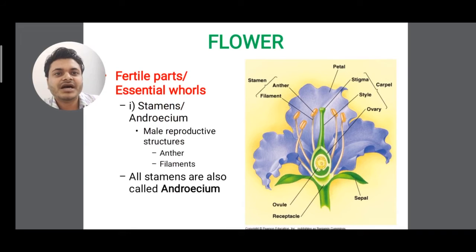Now the fertile parts of the flower, as I've said, the essential whorls, the reproductive part, one is stamen. Clear? That is the male part. So stamen, another name is androecium. The male part comprises anther and filament. So all stamens together are called androecium. You can see very nicely these slides are made. These are all handmade slides, and all handmade notes are provided so that you can score very good marks.